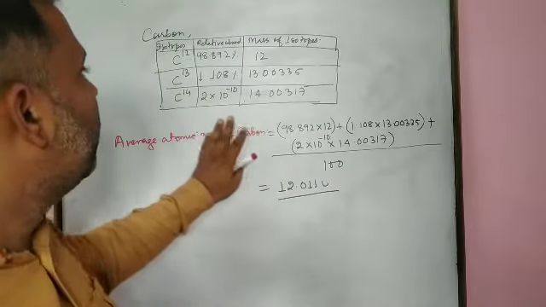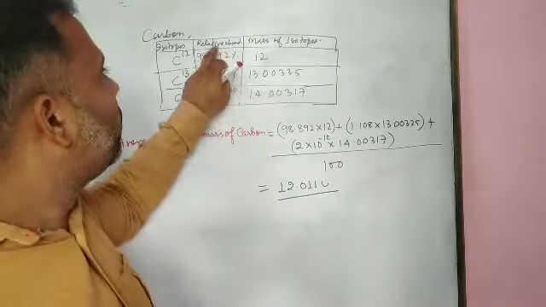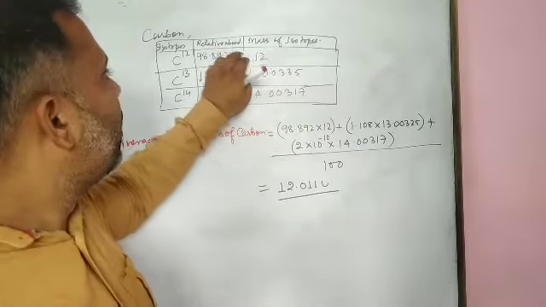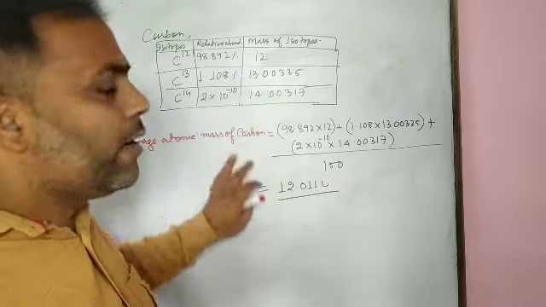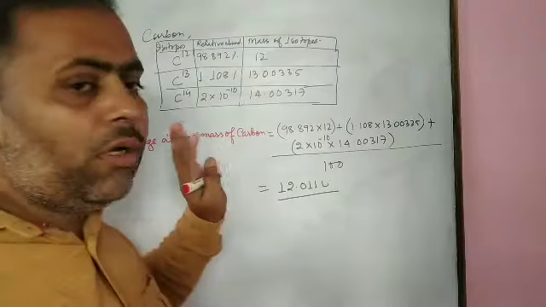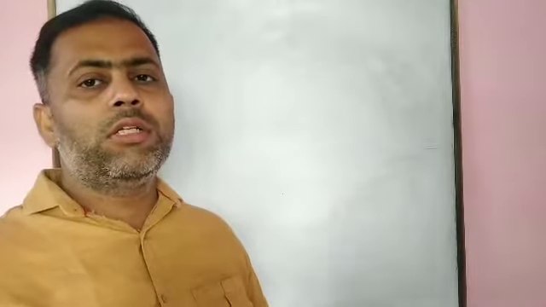In order to calculate the average atomic mass, we have to multiply the relative abundance with the mass of the isotopes and then sum up all of them, then divide by 100. In this way, we are able to get the average atomic mass of any element. Let us discuss the next topic, that is molecular masses.